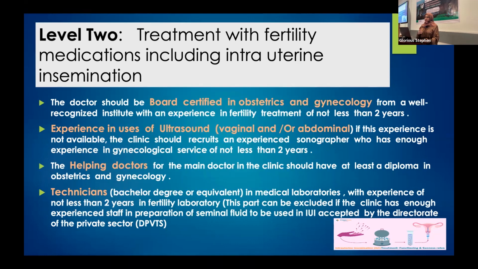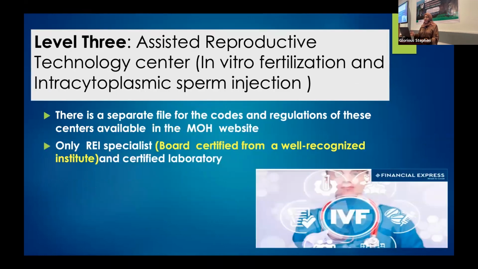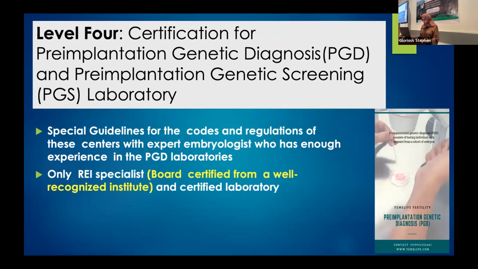Then we go to level 3, which is assisted reproductive technology, where this should only be run by an REI specialist, those who are board certified. And then they have level 4, which is the centers that can do PGD and PGS. So in 2017, the Minister of Health put in fertility standards and regulations.